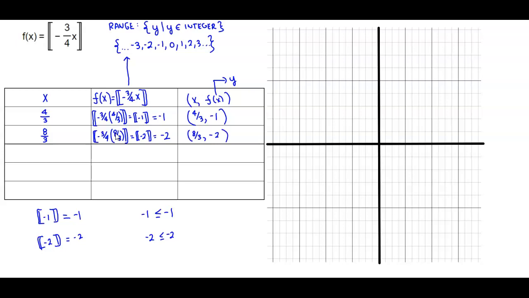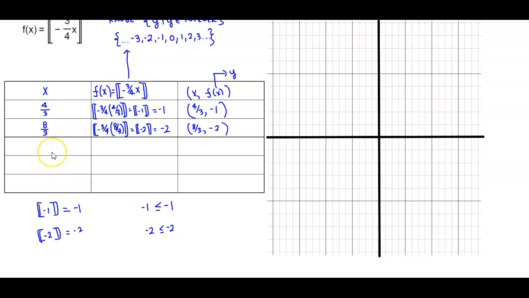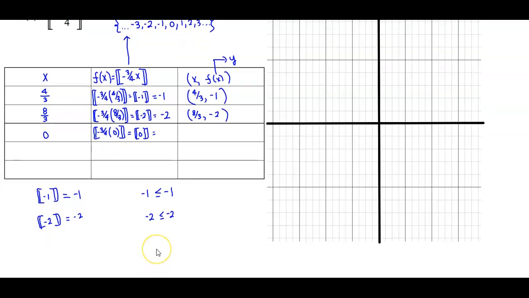Now let's take a look at 0. If we plug in 0 for the input, we take -3/4, multiply that by 0, and then we get 0. Now we want to figure out, if we have 0, we know that it's an integer. So remember that if we have 0, the number that's less than or equal to 0 is 0. So that gives us 0. So therefore we have another ordered pair of 0 and 0.